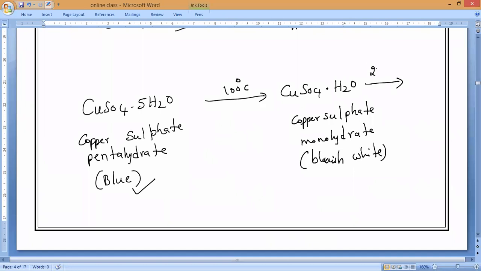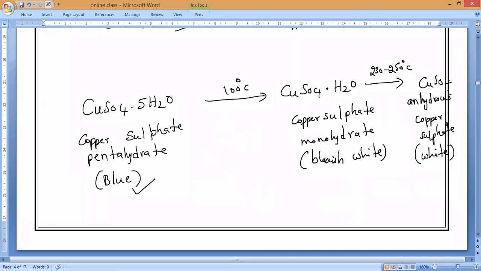Again, if we heat further at 230 to 250 degrees Celsius, then it will turn into CuSO4, which is called anhydrous copper sulfate. What is the color of this one? White color. So now the blue color is coming because of what? Because of water of crystallization. Clear, guys?